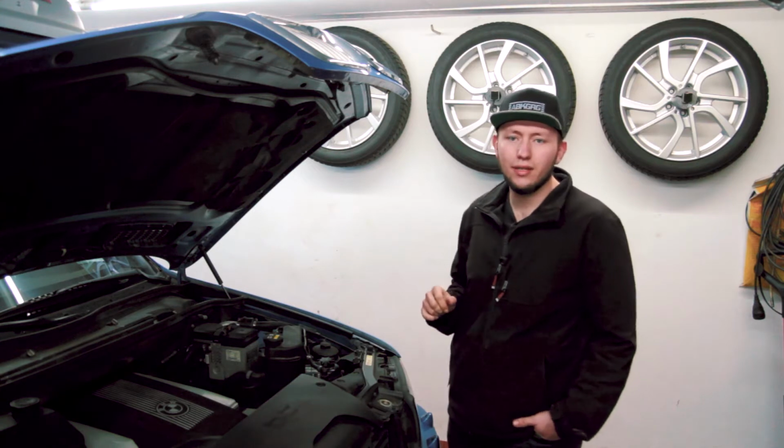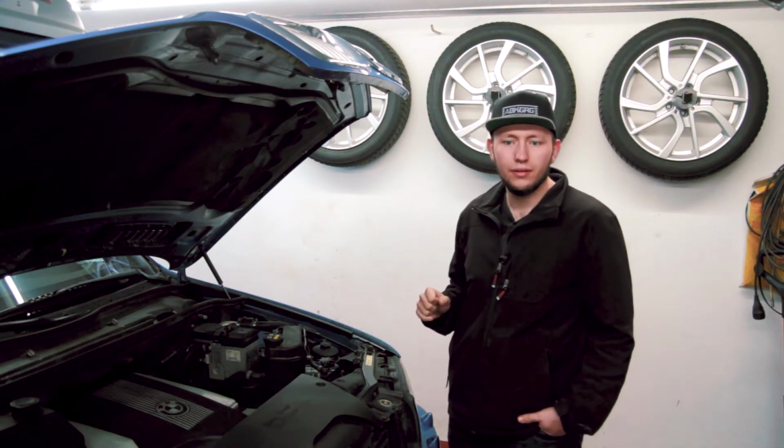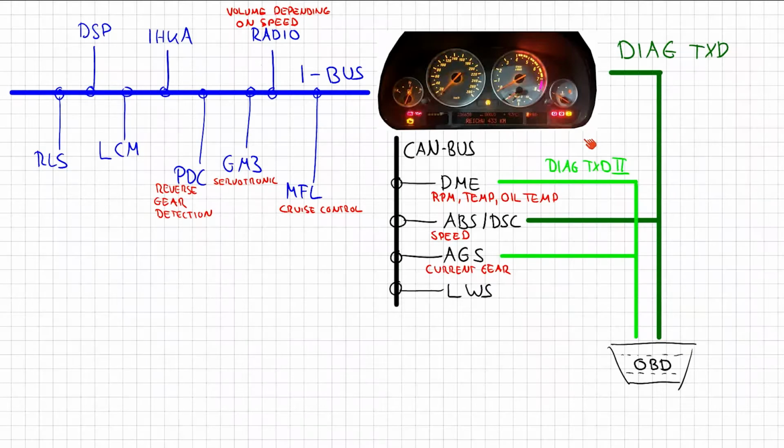Maybe we have a look at the bus systems this car has, and I will show you now a drawing to explain it further. So now we are here on the schematic side of the bus systems of the X5 or the E39. So you can see here the instrument cluster, and here you can see the iBus and the CAN bus. Maybe just talk about the CAN bus.